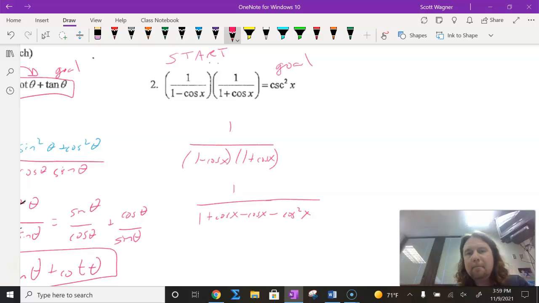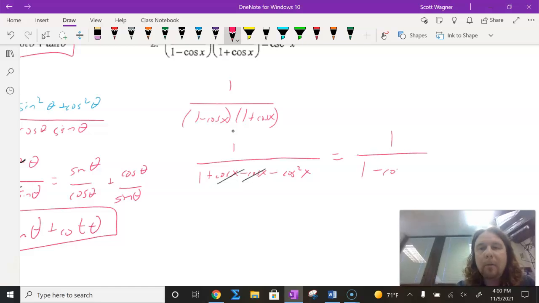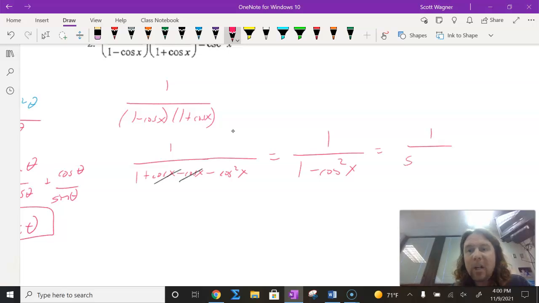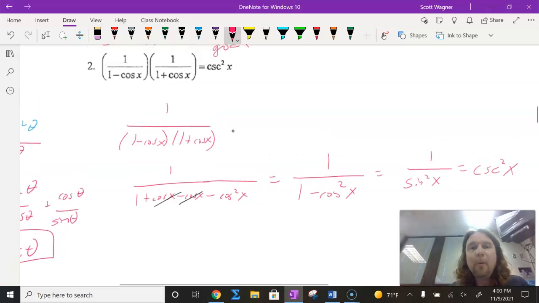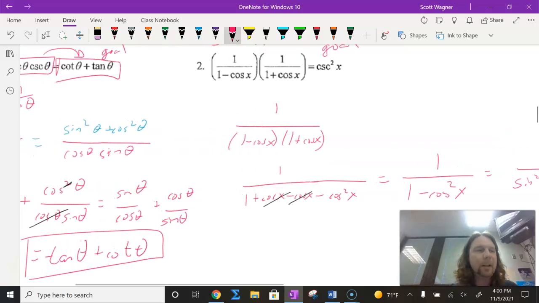Let's see here. I've got like terms: cosine minus cosine cancel out, so I end up with 1 over 1 minus cosine squared. Hey, 1 minus cosine squared, isn't that the Pythagorean identity? So wouldn't that be 1 over sine squared? And 1 over sine squared is the reciprocal identity, cosecant squared. Wait, that's what I wanted to get. That was my goal. So I'm in good shape, and I can clearly see all the steps rather easily. All right, let's try a couple more.